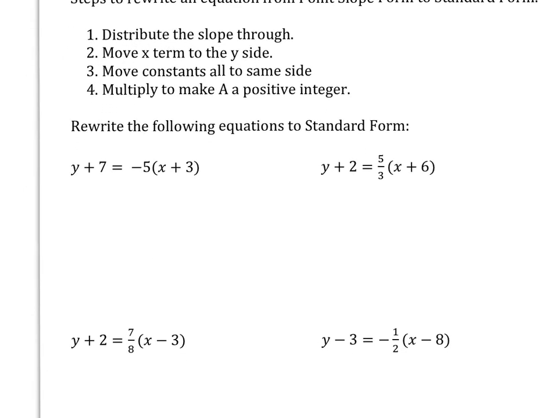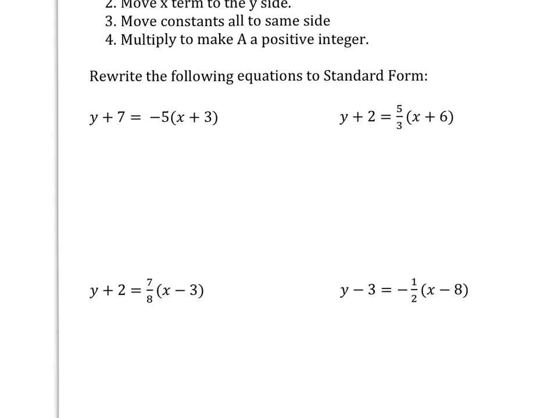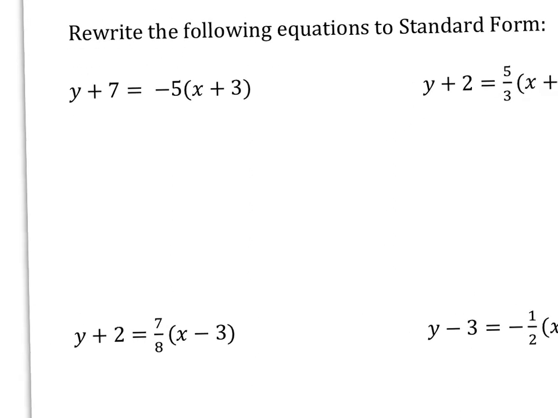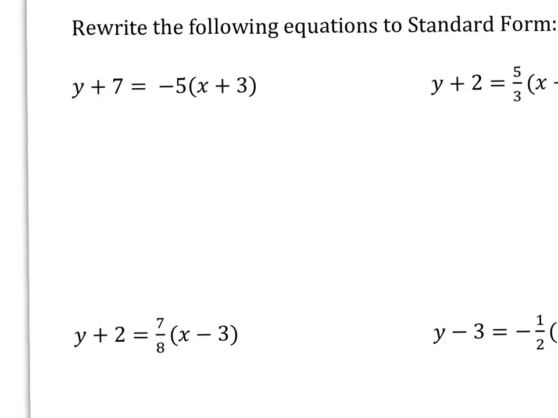So let's take a look at rewriting a few equations to standard form. I'm going to zoom in here on this first one. So again, first step is to distribute the slope through. Okay, and when I do that, the left-hand side doesn't change, and the right-hand side gives me negative 5x minus 15. Now I'm going to move the x term to the y side.